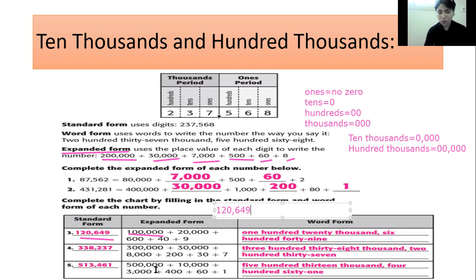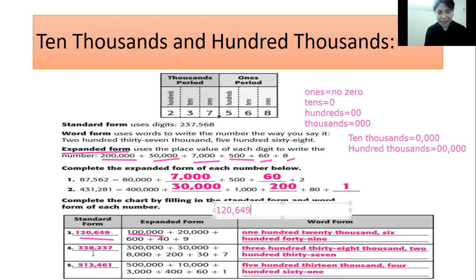I want you to write this and solve it, of course, all of this. How do I write the word form? One, O-N-E, hundred, H-U-N-D-R-E-D, twenty thousand, comma, six, S-I-X, hundred, forty-nine.